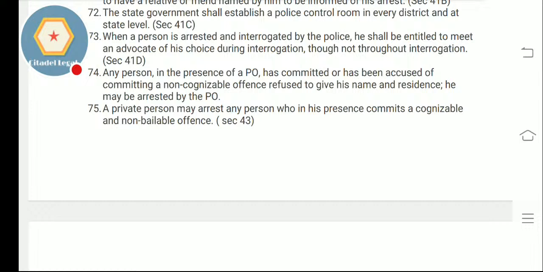So these are the provisions 42 and 43. First of all, where the offense is committed in the presence of a police officer, or a person has been accused of committing a non-cognizable offense in the presence of a police officer, there is no requirement of any reasonable suspicion or credible information. These requirements are already done with, since the police officer is present himself. And another provision is section 43, where a private person may arrest any person who in his presence commits a cognizable and non-bailable offense.